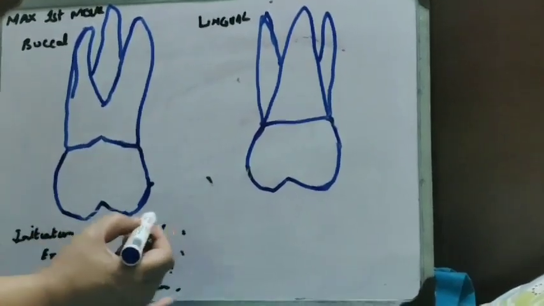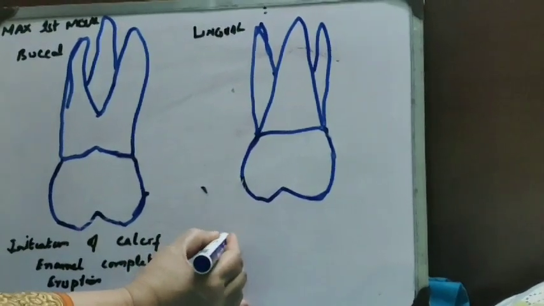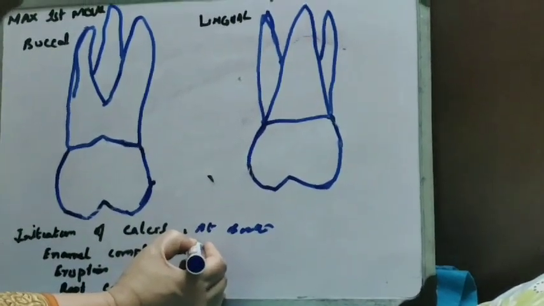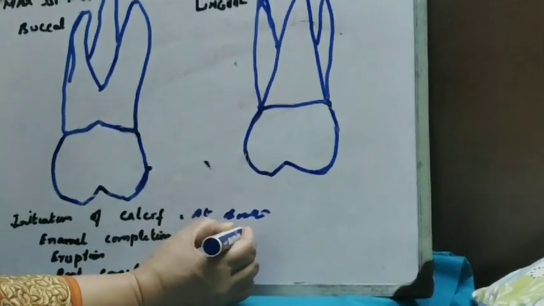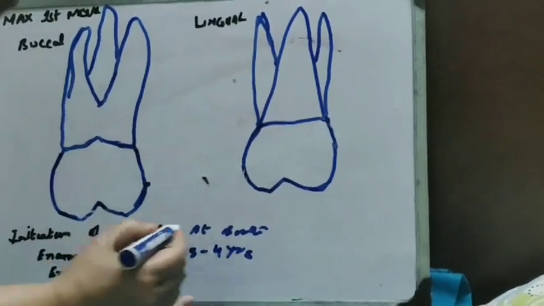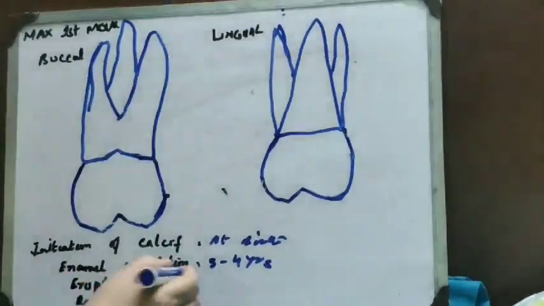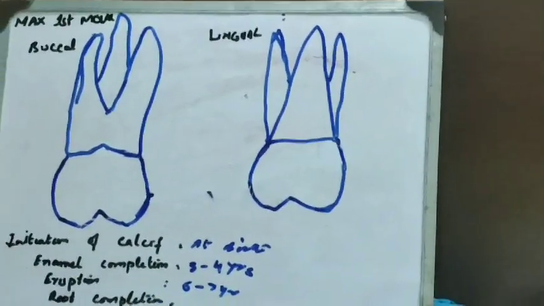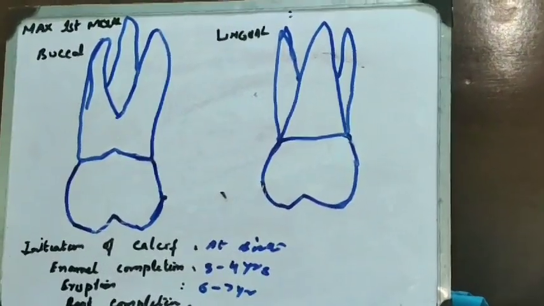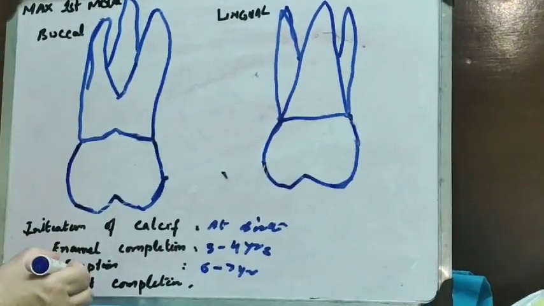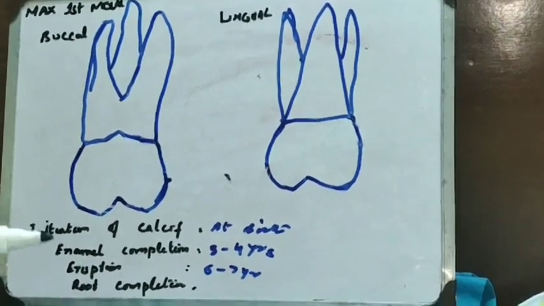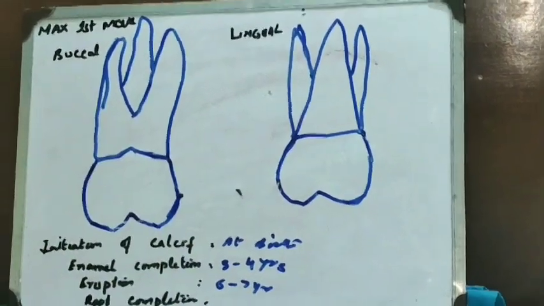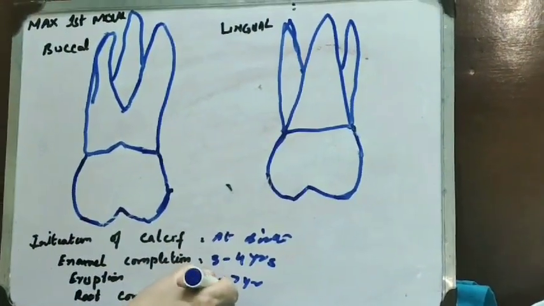The initiation of calcification takes place at birth. Enamel completion occurs between 3 to 4 years of age. Eruption occurs at 6 to 7 years of age. As I have taught you, the permanent first molar erupts at the age of 6 to 7 years, and it is the first to erupt in the oral cavity. The root completion takes place 2 to 3 years after the eruption, that is 9 to 10 years of age.